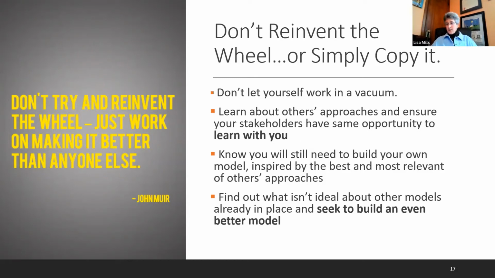But ultimately, copying from another place typically does not work either. So you'll have to build your own model. But hopefully it will be inspired and informed by what you've heard about other models and how they're working. I find we just keep moving our thinking forward because everybody who does this typically listens to the presentations on other models and then says, I like that, I like this about it, but I think we can build an even better model. And that's how we advance our thinking for the entire field.